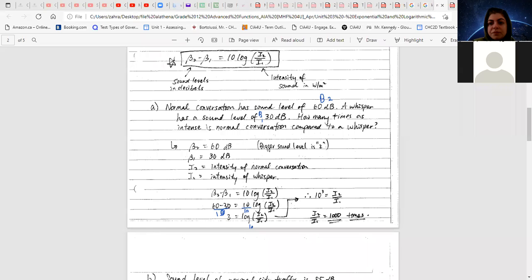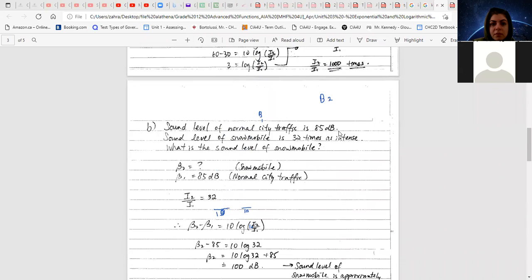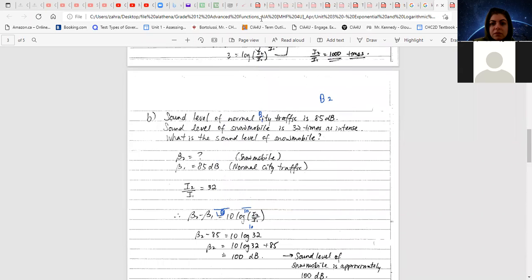Okay, let's continue. Let me erase that. So the sound level of normal city traffic is 85 decibels. Let's just take this one to be beta 1. And the sound level of the snowmobile is 32 times as intense. So a snowmobile is your second source, right? Basically I2 over I1, because it said that many times intense as the other one, is 32 times intense. What is the sound level of the snowmobile?